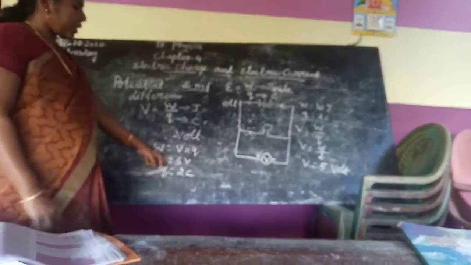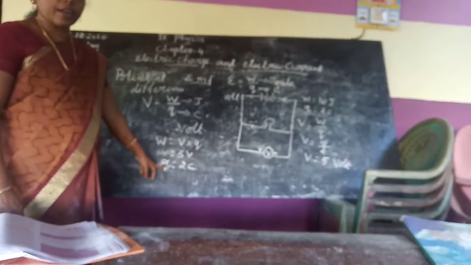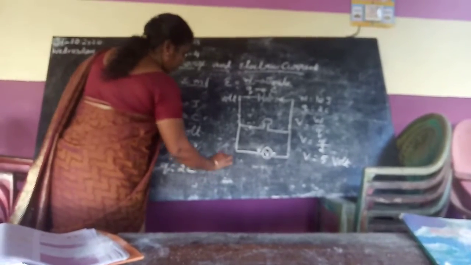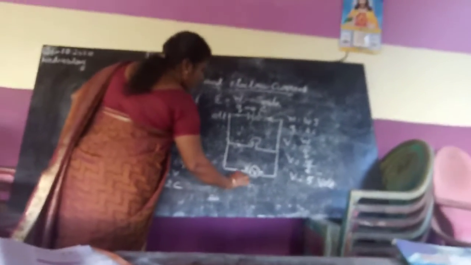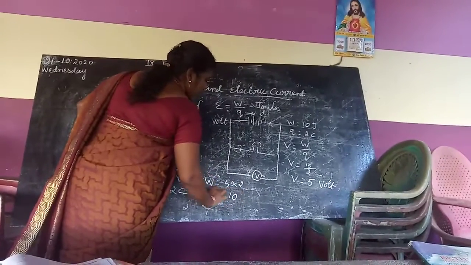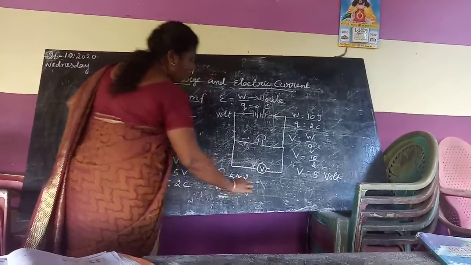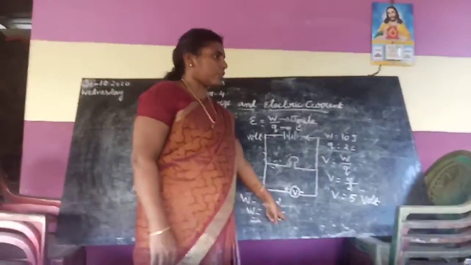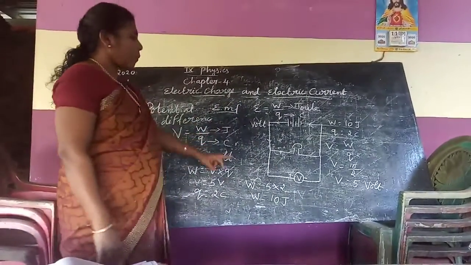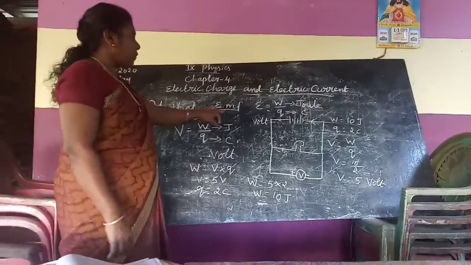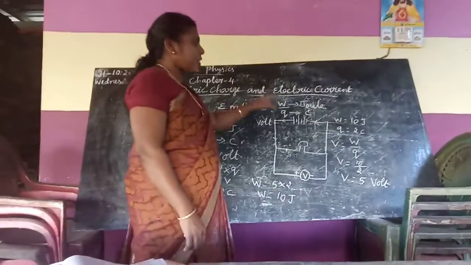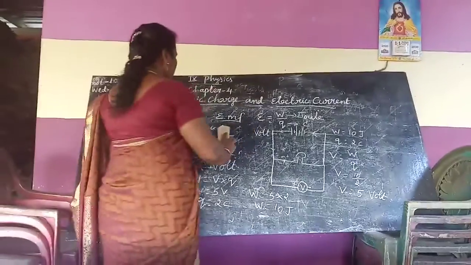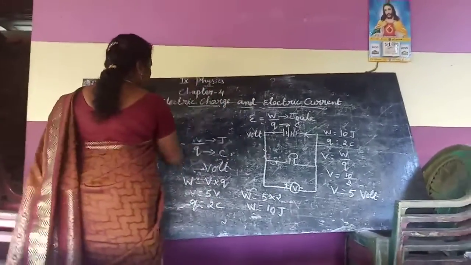See, the potential difference is given, the charge is given, you have to find the work done. So W equal to 5 into 2, so you will get 10. What is the unit of work done? Joule is the unit of work done. So you will get the value 10 joule. Answer. Like that, by using this formula you can solve. So today we have learned about EMF and potential difference. The next one, we have to learn about resistance.